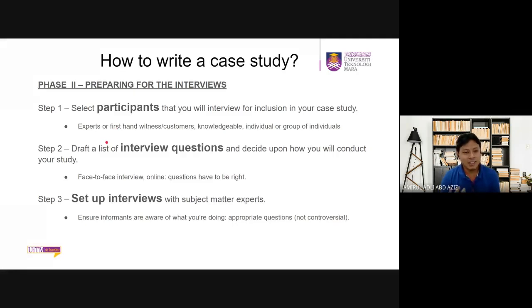Okay, and then step 2, draft a list of interview questions and decide upon how you will conduct your study. Ini macam tadi dah decide awal, bagi buat survey Google Form ke Microsoft Team ke. Okay, and then contoh kalau kita nak cover B40 contohnya kan, B40 punya group of families, is it suitable to hand out Google Forms? Okay, bagi Google Form, bagi link. Okay makcik, klik link ni makcik. Okay, do you expect them to know?